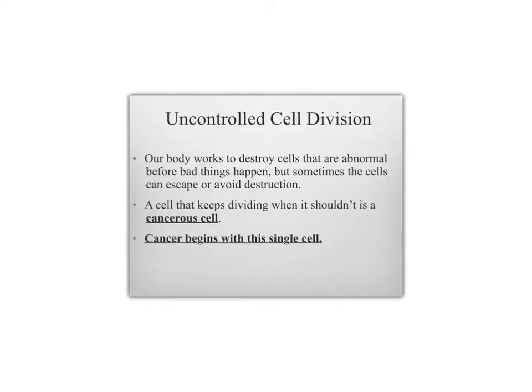In our bodies, sometimes we have cells that don't respond to external and internal signals to continue or stop parts of the cell cycle. When this happens, our body has internal mechanisms that work to destroy abnormal cells, but sometimes those cells are just too powerful or they can avoid whatever destruction techniques that our body can use. So a cell that keeps dividing and doesn't stop even when there's not any room for any more cells, you have what's called a cancerous cell. And cancer begins with this single cell.